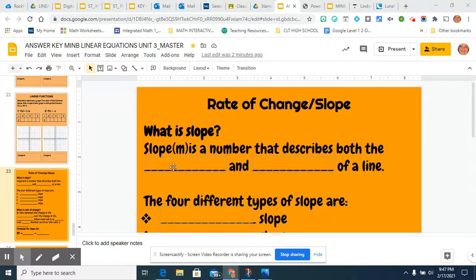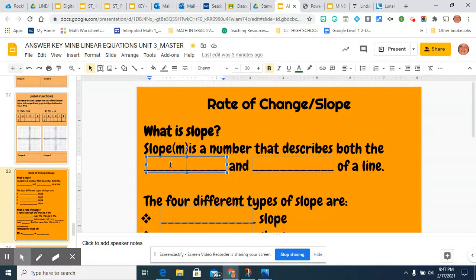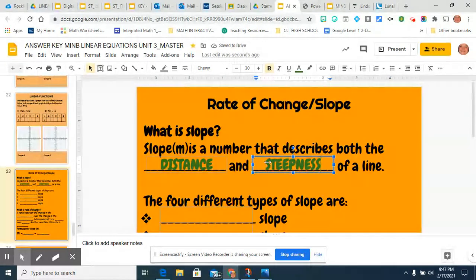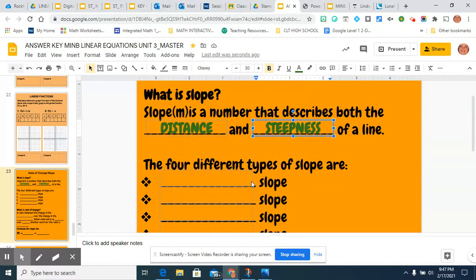So what is slope? Slope, which we often designate with the variable m, is a number that describes both the distance and steepness of a line, right? So two things that work in concert with each other, which makes sense because if we're graphing a line on a coordinate plane, there's both an x and a y coordinate. So those both represent things.